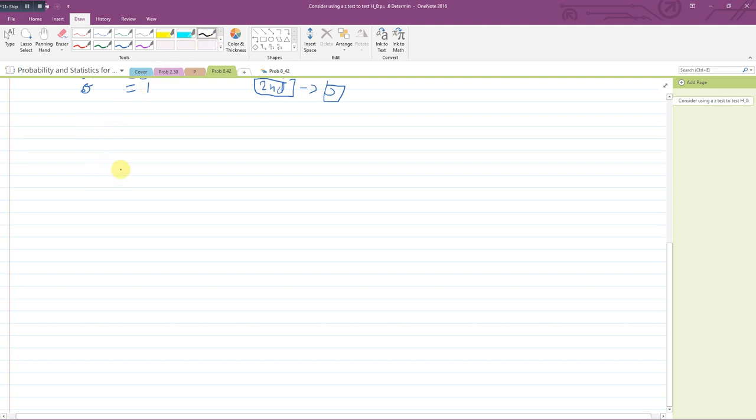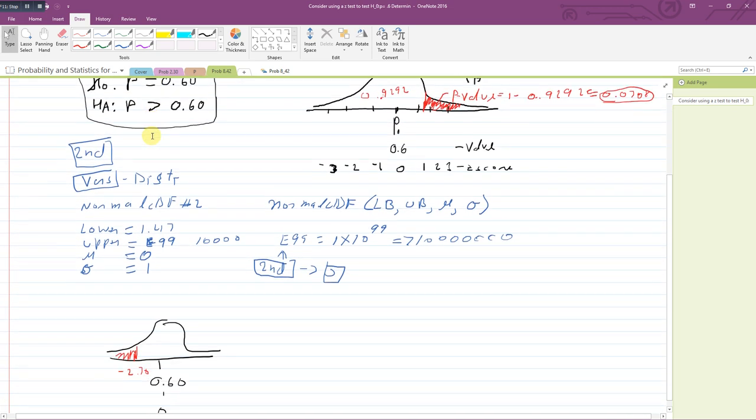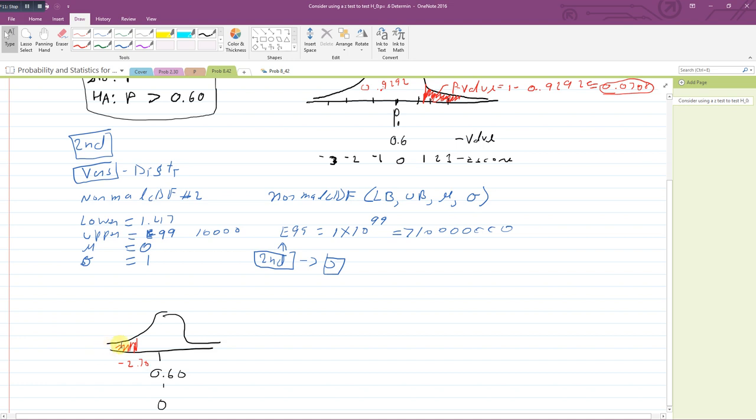All right, so the lower left. Just look at the bell curve. Your mean is right here, 0, and the standard deviation is 1. The lower left is probably right here somewhere. Seeing that, this will be -2.7. Okay, so now you want to know what the value of that is.